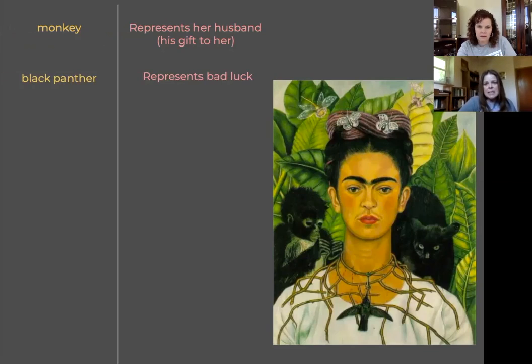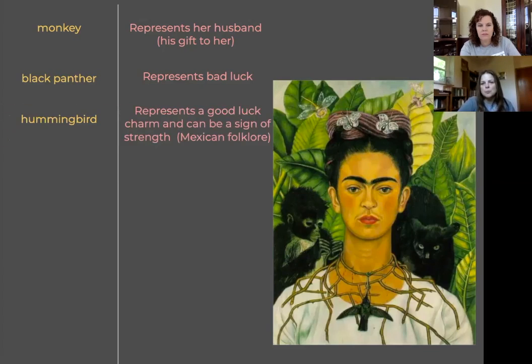Okay, so what do you think the artist wanted to communicate by including a hummingbird hanging from her neck? So hummingbirds are symbols of good luck and strength. And I think she used the hummingbird to show how strong she was because she had to overcome so much pain from her bus accident. And she also walked with a limp from having polio as a child. So I think the hummingbird shows the viewer that she has a lot of strength and she's a strong woman.